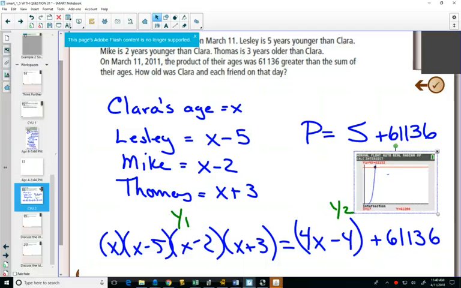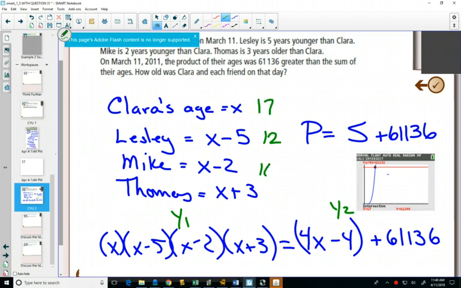So on a quiz or a test, you could just explain that I put this into y1, this into y2. I found out where they intersected. I got x to be 17. So that means their ages are 17, 12, 15, and 20.